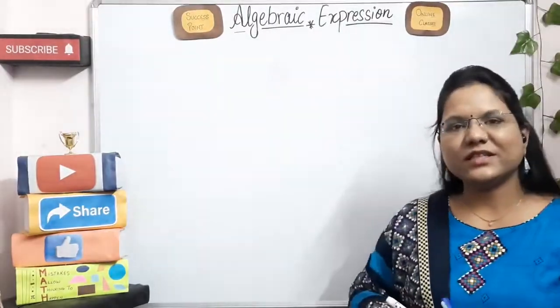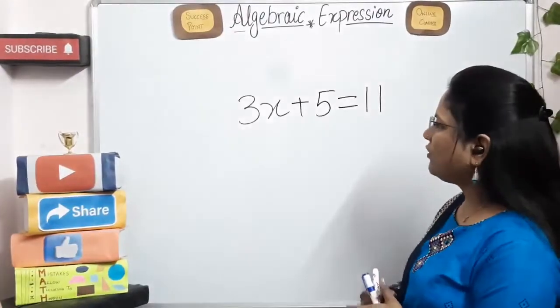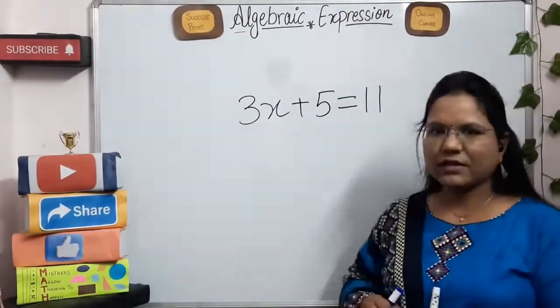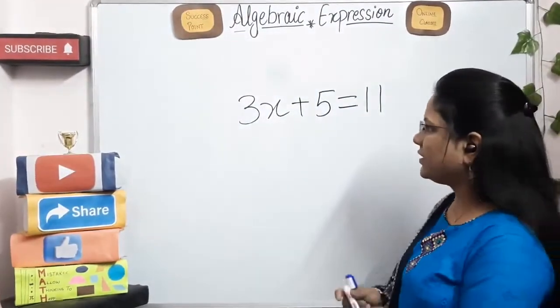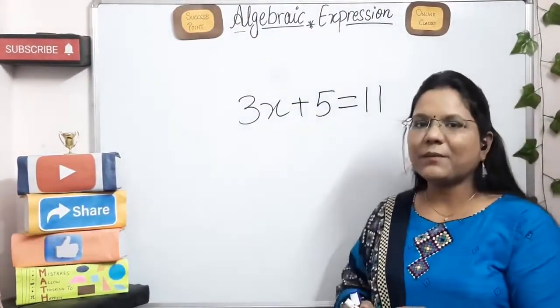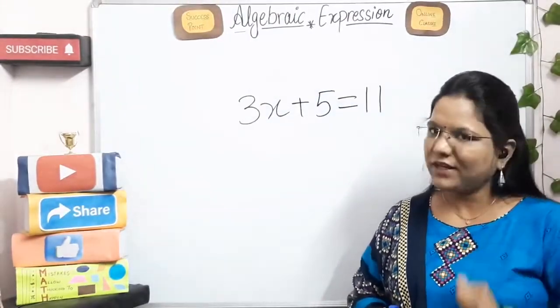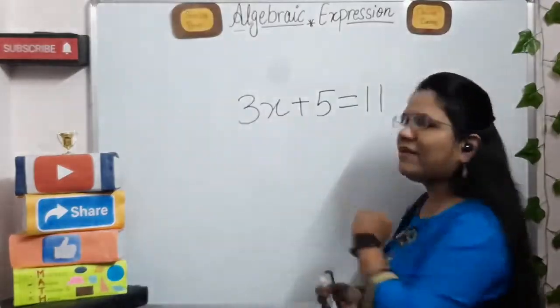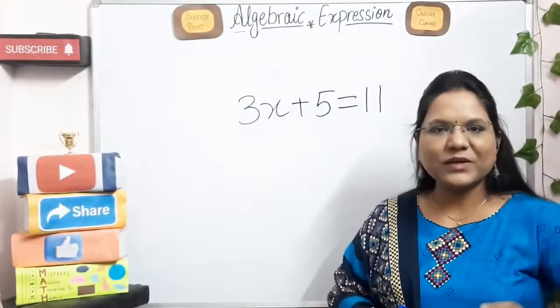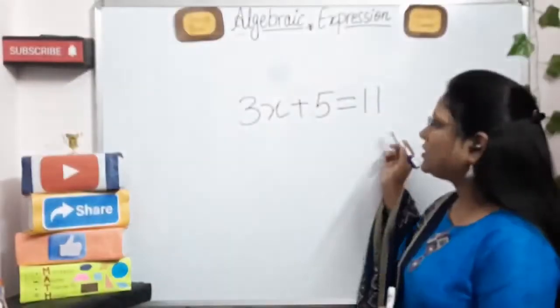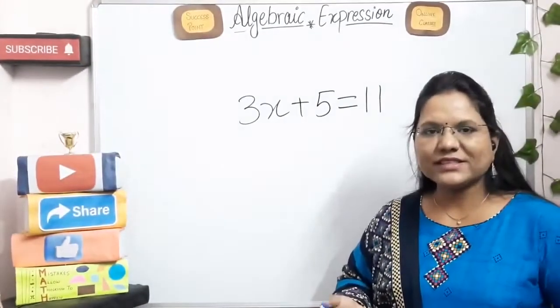Okay guys, now let's understand more about equations. Now if we have 3x plus 5 equals to 11, 3x is a term, 5 is also a separate term, 11 is also a separate term. These are terms. Correct. Very good. Now 3x plus 5, we can call it an expression. Now 3x plus 5 equals to 11, what can we call it?